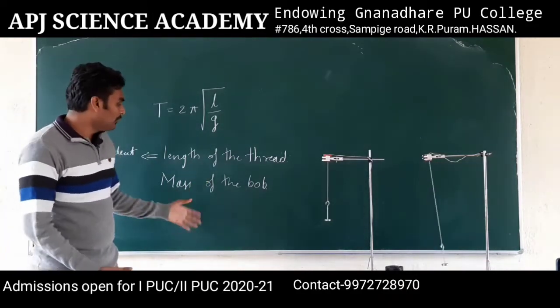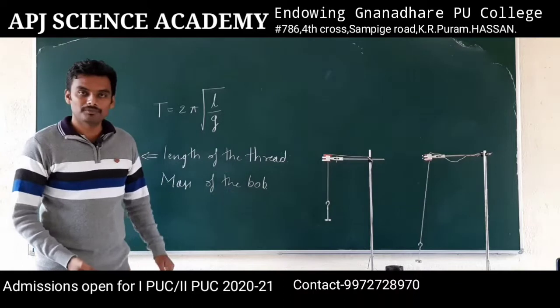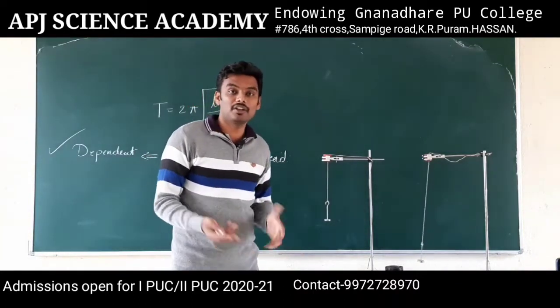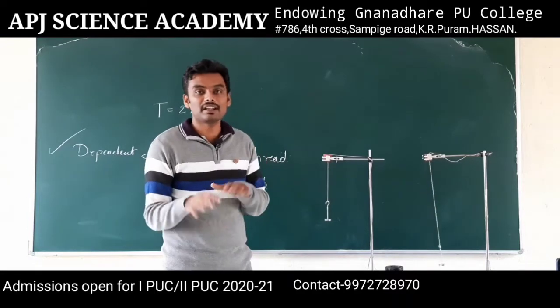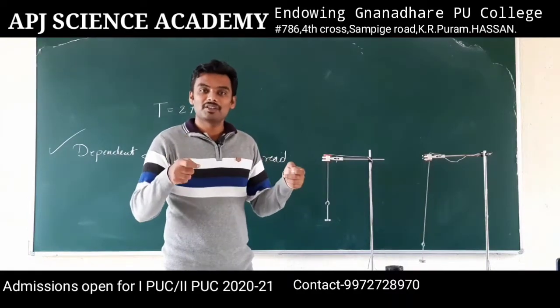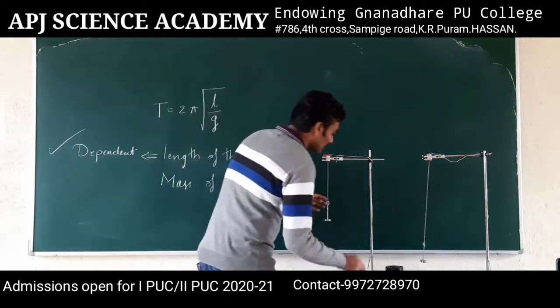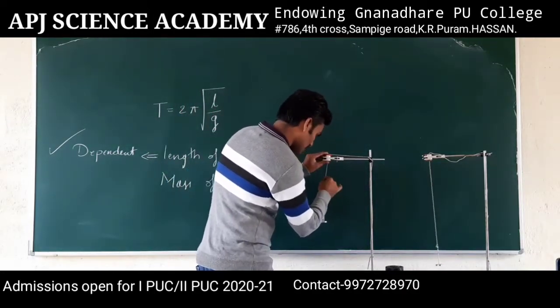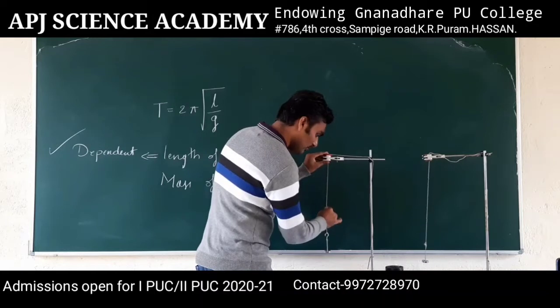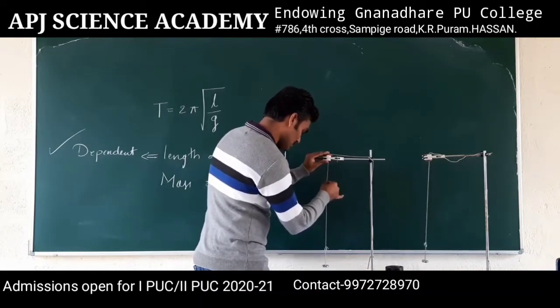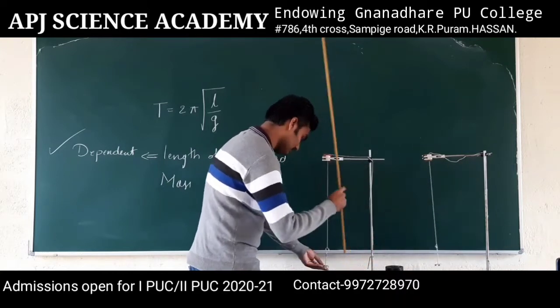It can also be dependent on the mass of the bob, right? If I increase the mass, the time period might decrease. I don't know whether it will decrease, increase, or remain the same. But we can check it practically now. So let me check it practically. Now I'll be stretching the thread for the same length. So the thread is stretched now for the same length.